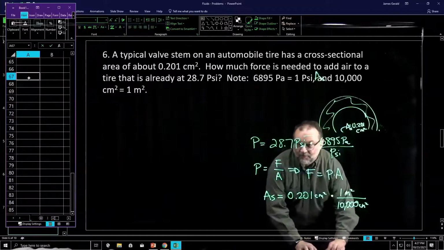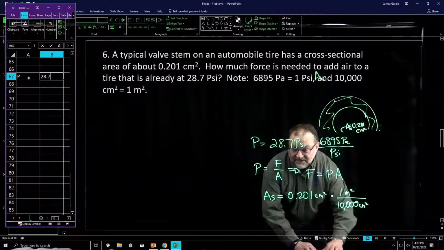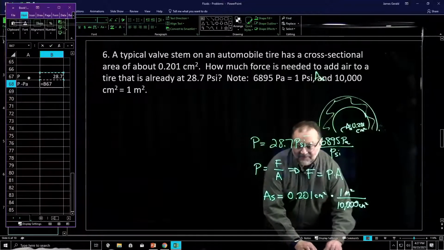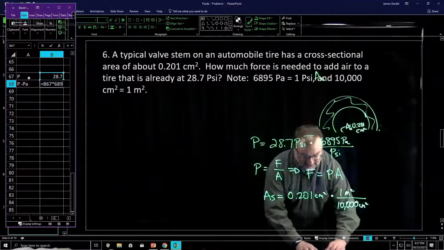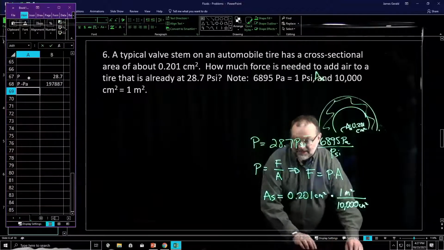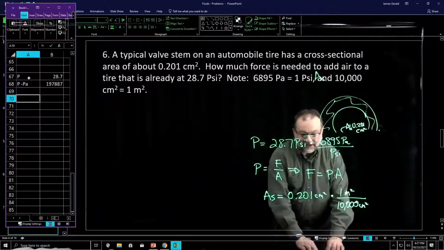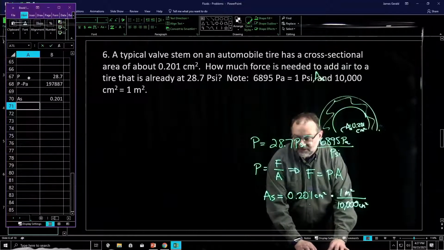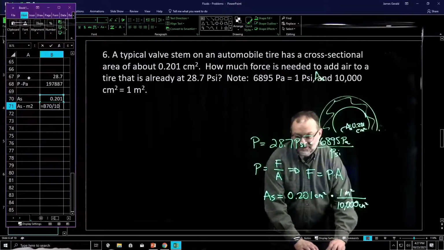All right. So our pressure, 28.7 psi. Pressure in pascals is 28.7 psi times 6895 pascals per psi. So now we know the pressure in pascals. Our area, A_S, is 0.201 square centimeters, but we need A_S in meters squared, and that's going to be 0.201 divided by 10,000.